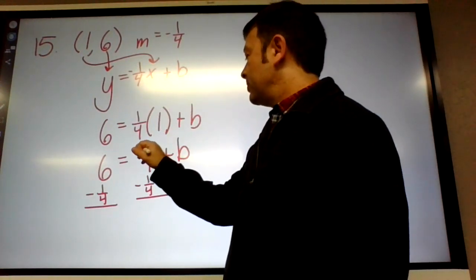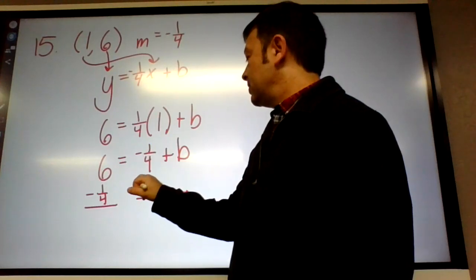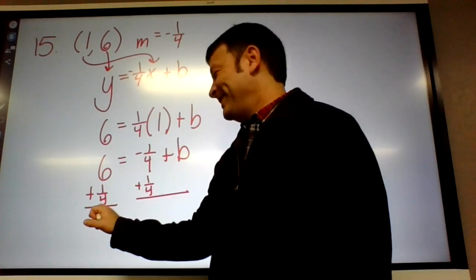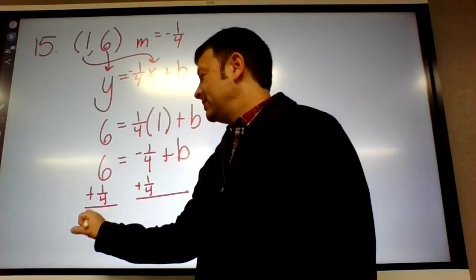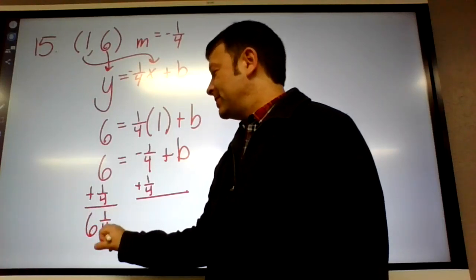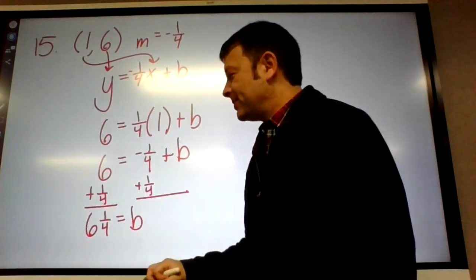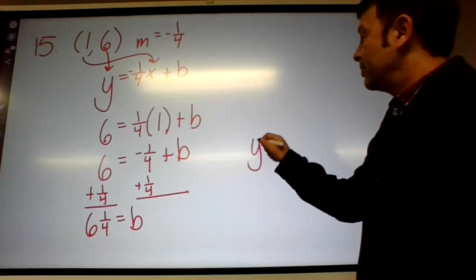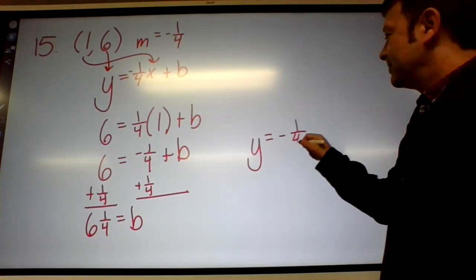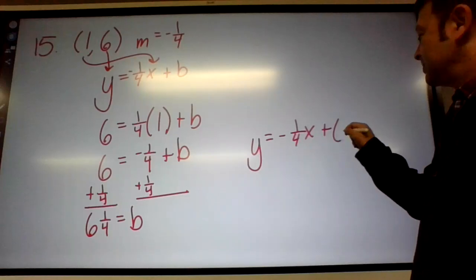Adding 1/4. Okay, whoops. Yes. You can do that. You guys know what 6 minus 1/4 is? 5 and 3/4, yeah. But, yeah, that's when I did it wrong. So it's actually 6 and 1/4. Equals B. Yay.